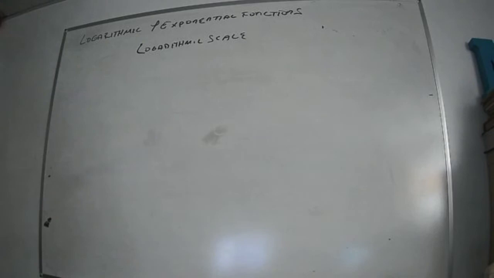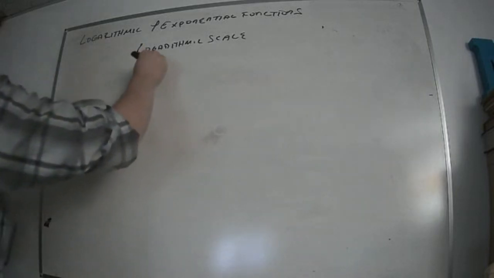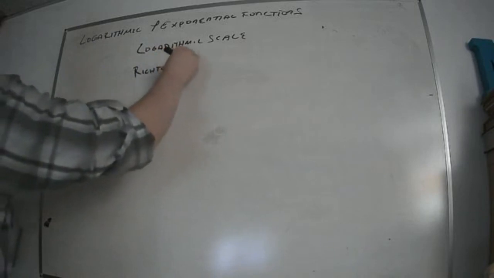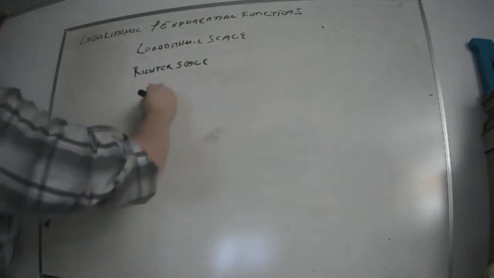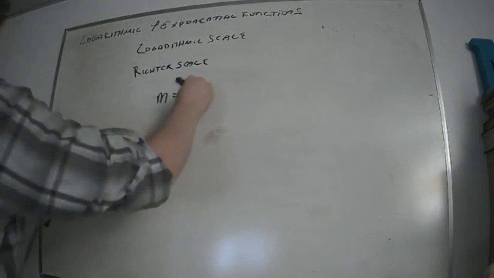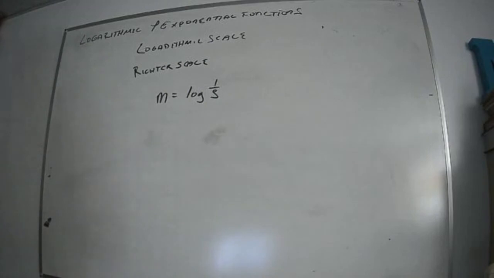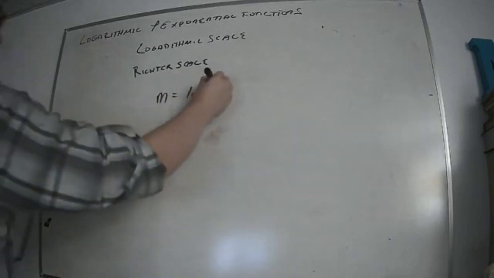So the Richter scale is how you determine a rating for the magnitude of an earthquake. And we say that the Richter scale has this form: M equals log of I over S.